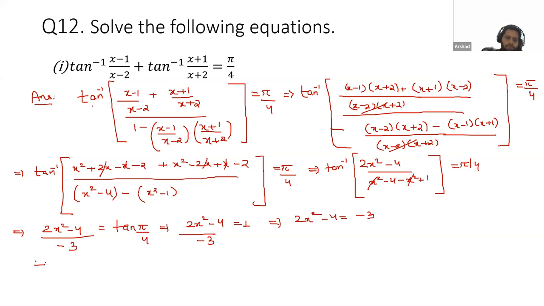So we will get here 2x square is equal to minus 3 plus 4. So 2x square is equal to 1. So x square is equal to 1 by 2. So x is equal to plus minus 1 by root 2. Okay. So we are getting two values, 1 by root 2 and minus 1 by root 2. Noma, will you please check why you are getting 1 by 2 here?